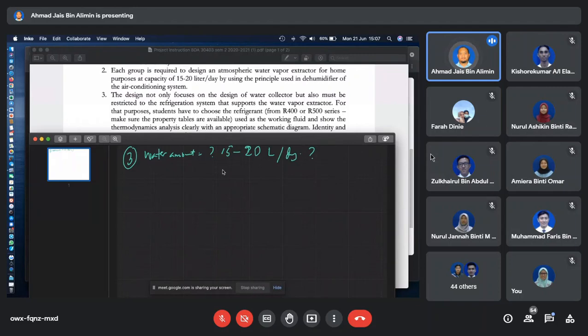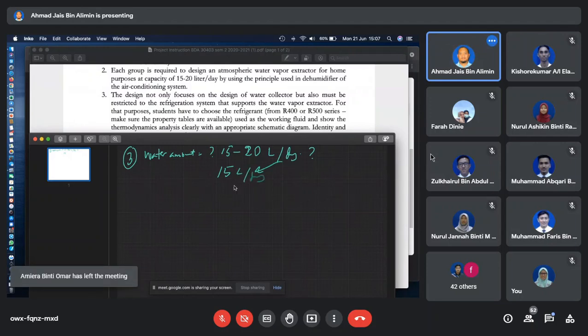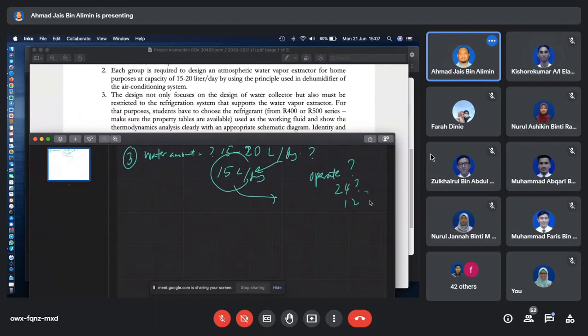Okay, let's say that you select 15. And then you need to decide, if you select 15 liter per day, for how long you want your machine to operate. For one day? You want it to operate 24 hours? Or 12 hours? Or 10 hours? Or maybe a very limited time, 1 hour per day. So let's say that you are requiring your machine to work for 10 hours per day.